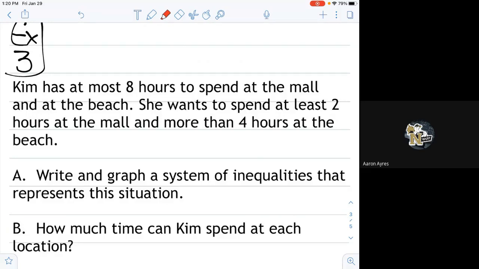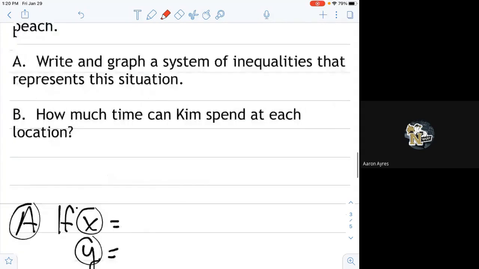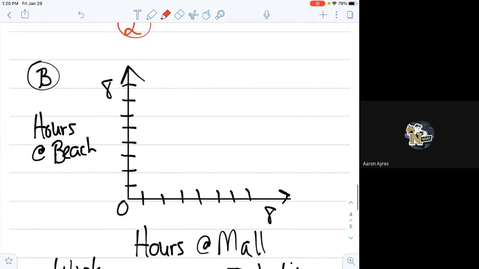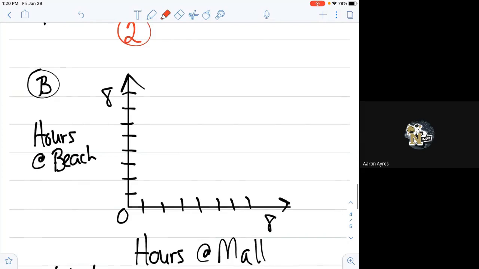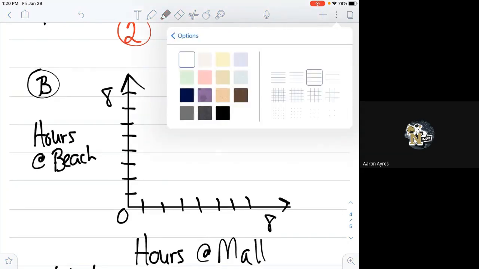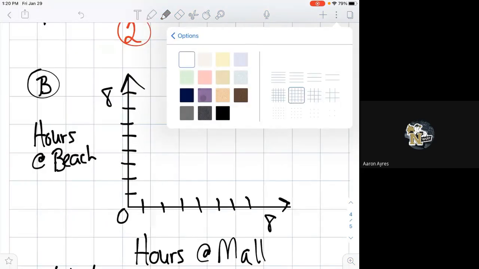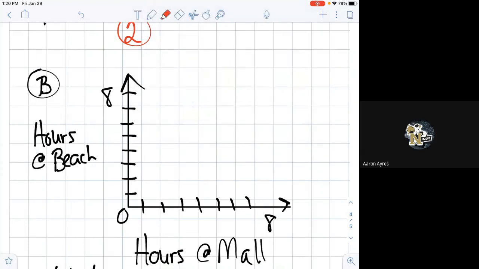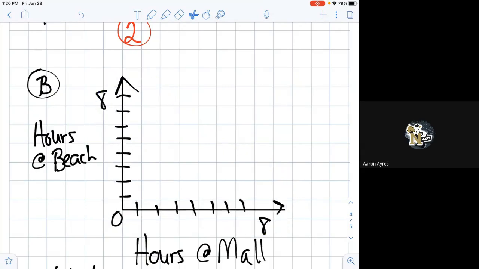Okay, let's go ahead right now. Just worry about getting the system. Don't worry about the graph right now. Just get the system for me. And while you do that, I'm going to work on tweaking this graph just a little bit, getting some even increments.